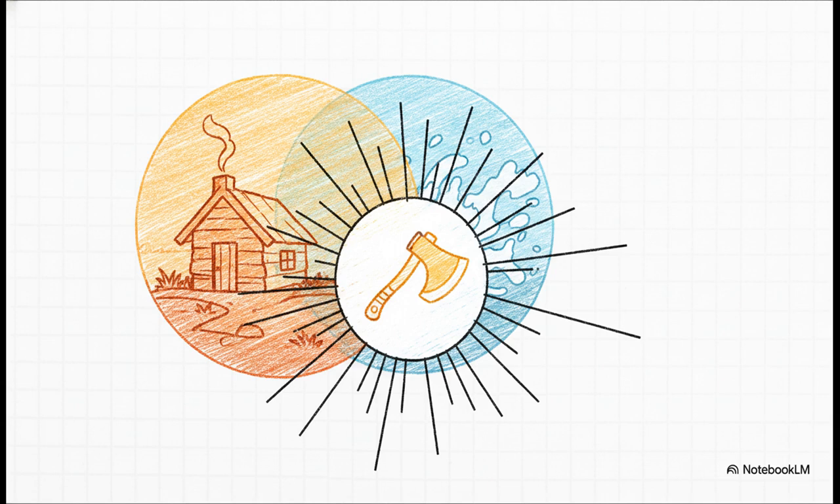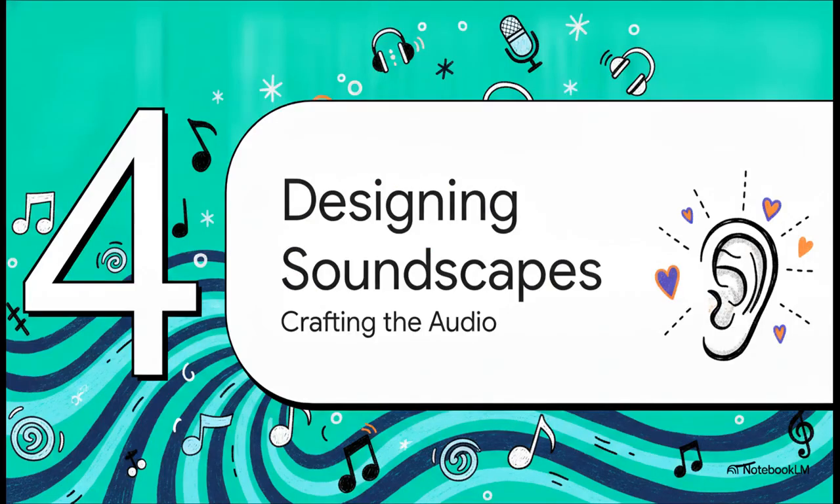Studies actually show that a sudden shift from a warm orange village scene to a cool blue tense river scene instantly signals a narrative turn to the brain. Add a frontal zoom pushing in on the golden axe, and you've created a spatial attraction that completely immerses the viewer. Moving to Section 4, Designing the Soundscape.